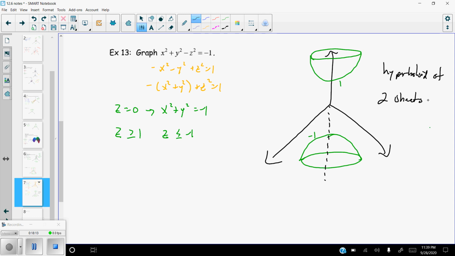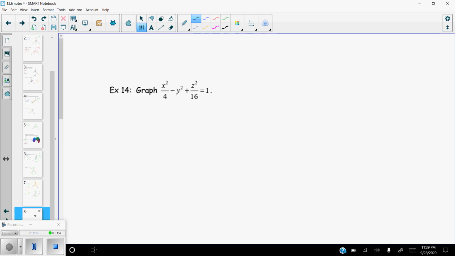All right, last example. This one's going to go really quickly. That's going to be a hyperboloid of one sheet because I've got two squares positive and one negative. The biggest thing about this one is that it is not going to have circular traces. It's going to have elliptical traces.